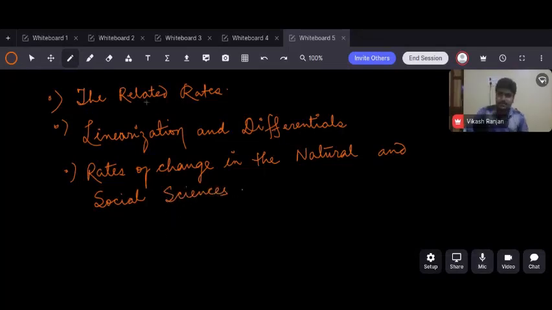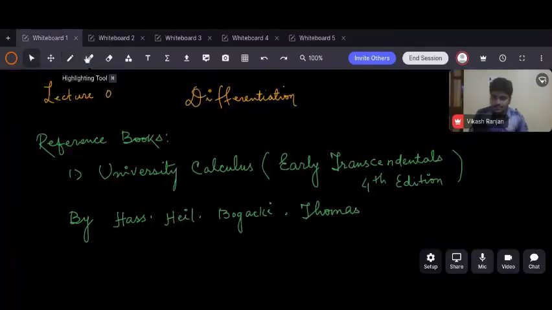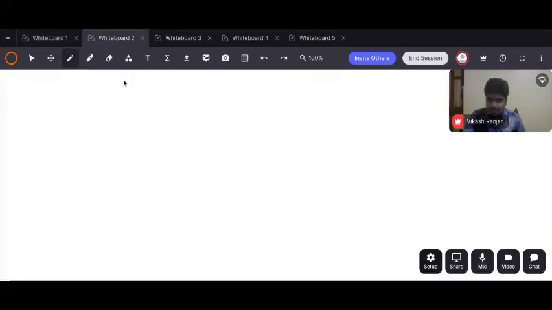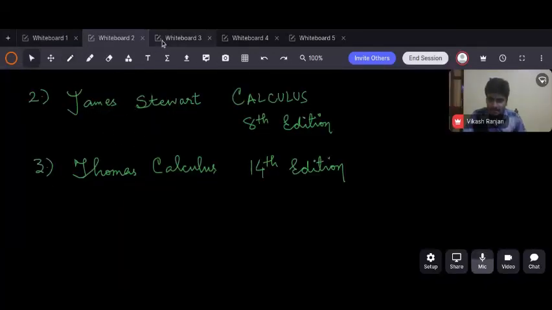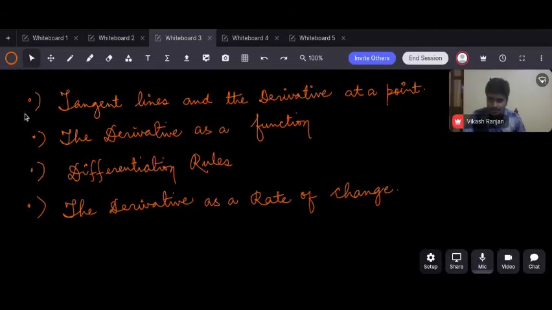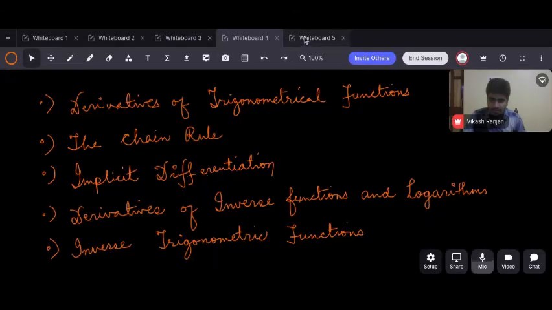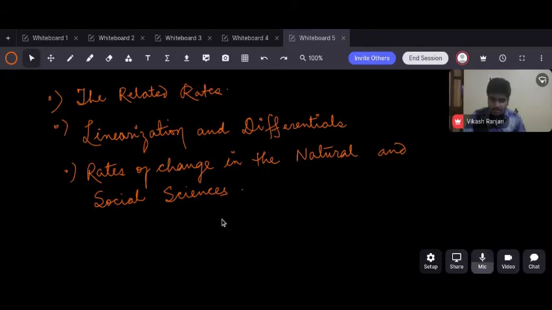So we have these topics. In lecture 1 we are going to see these topics. So here is the syllabus that we have discussed in lecture 0. These are the reference books and we have these topics, and these are the topics which we will discuss in further lectures.